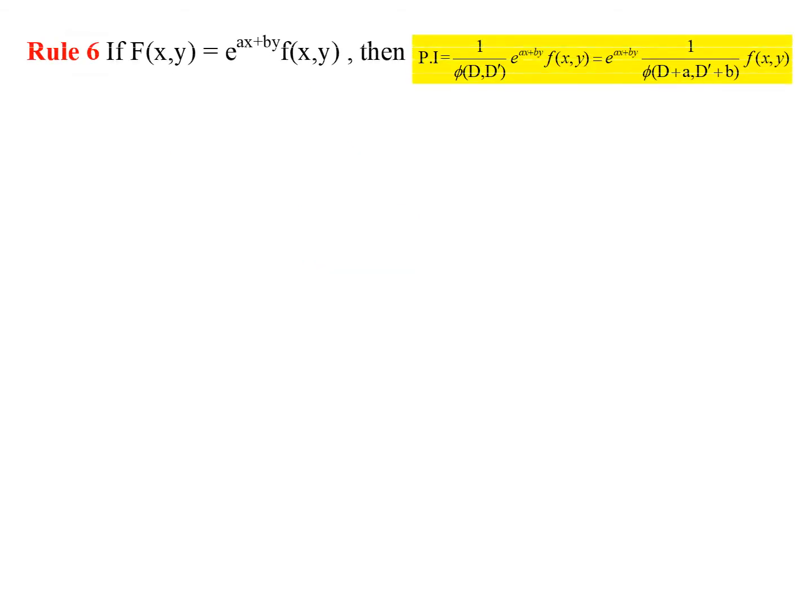Next, when you have e power ax plus by attached to a function like this as a product, then in that case the particular integral will be 1 by the operator operated on that. You can take that exponential out of the operator like this. When you pull that out of the operator, just one small adjustment you need to make: D you have to change as D plus a and D dash you have to change as D dash plus b. And then you can continue as usual.